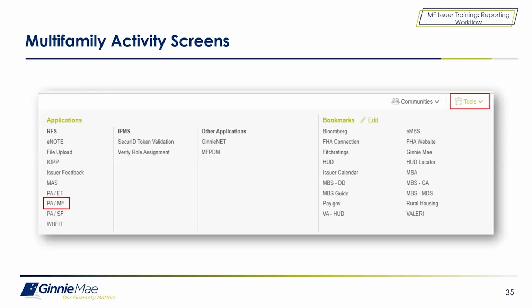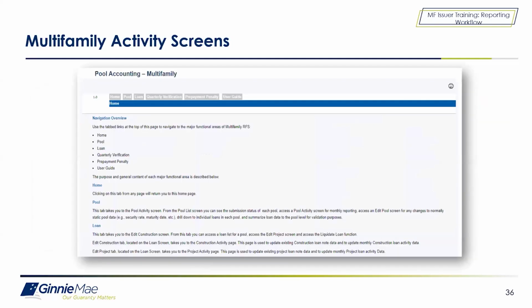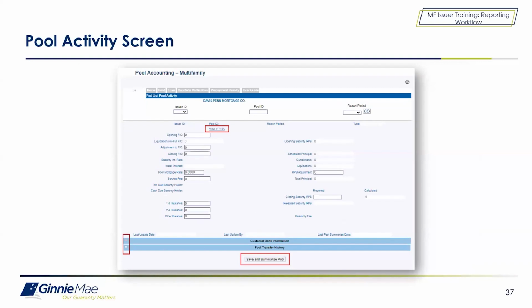To access the pool and loan screens, you will need to select PA MF. This opens the screen where you have several options: the pool record and loan record, quarterly verification, and prepayment penalty, and each module has a user guide. Let's review the pool record.